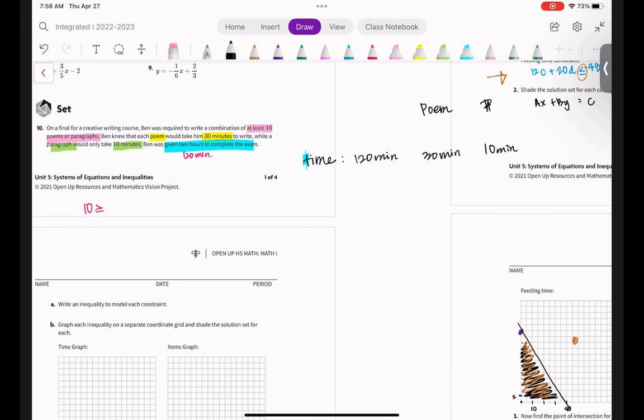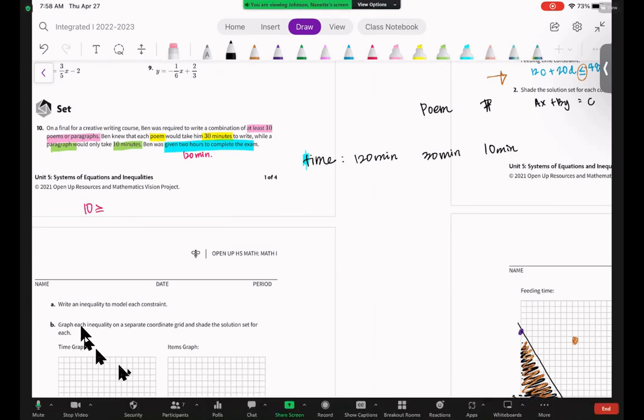That's going to take Ben way too long. Do I have enough time to write 10 paragraphs? And you're like, 10 times 10 is 100 minutes. Yeah, he has time to write 10 paragraphs. Okay, and then you can kind of see the combinations in between there, right? Okay, the other constraint is this. Yes. Do we have to make a combination?